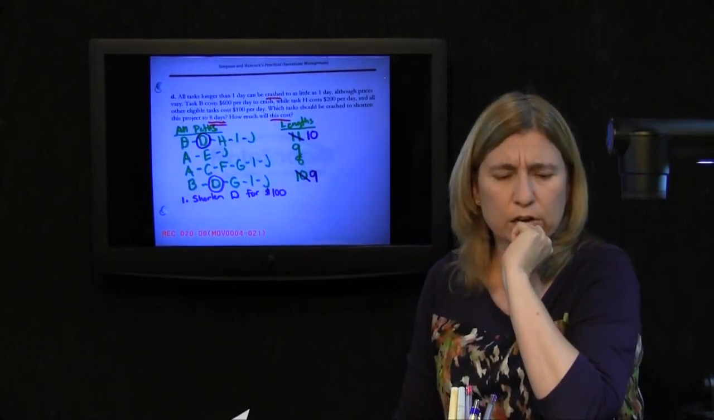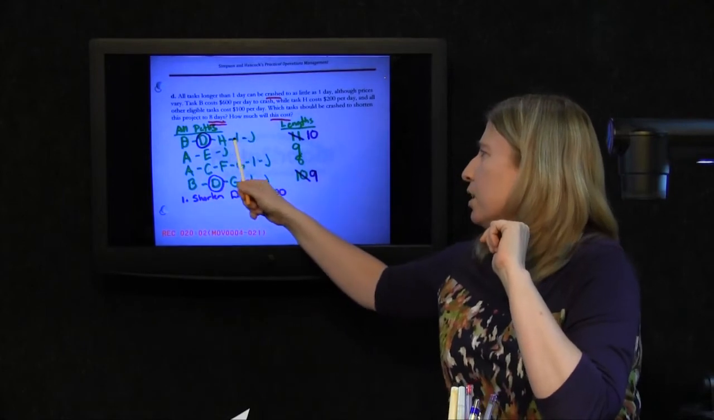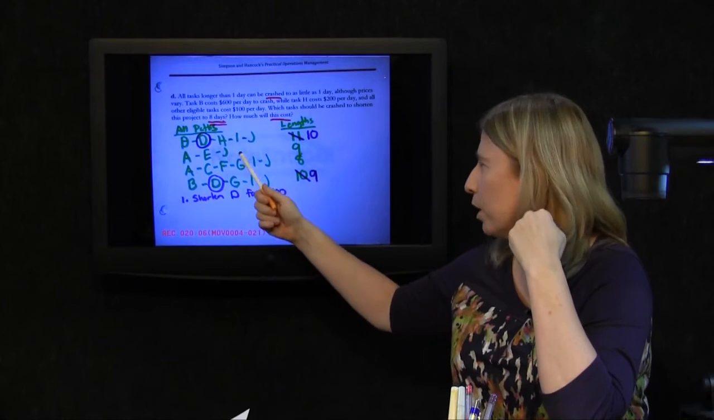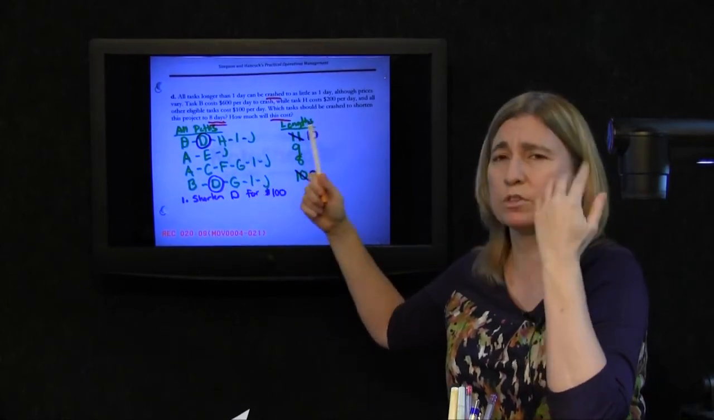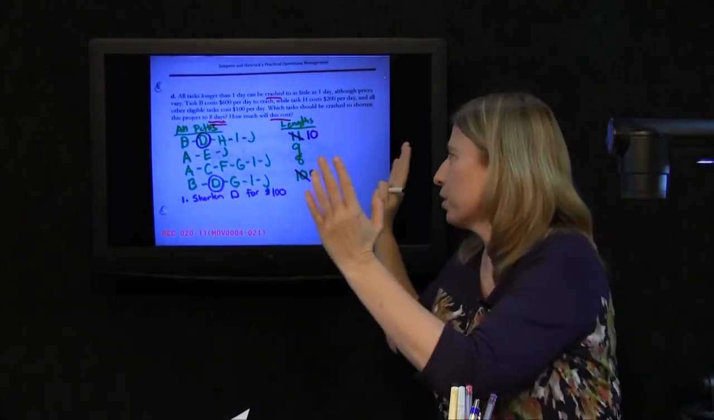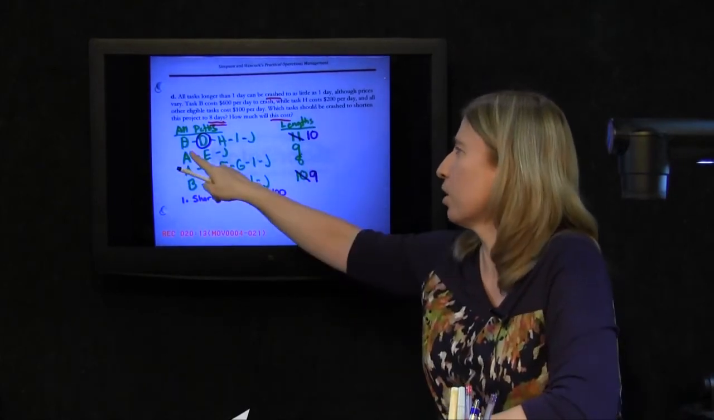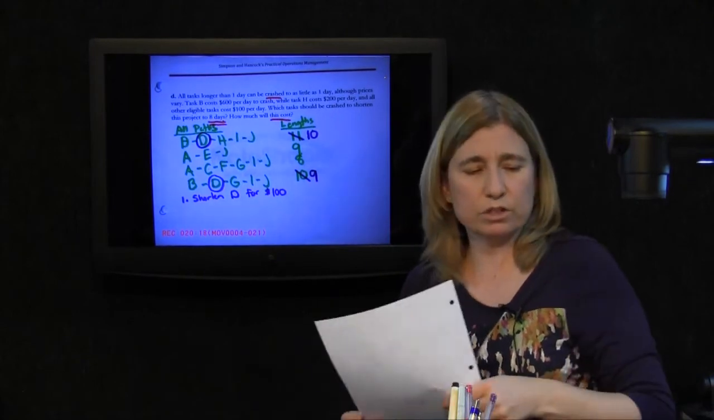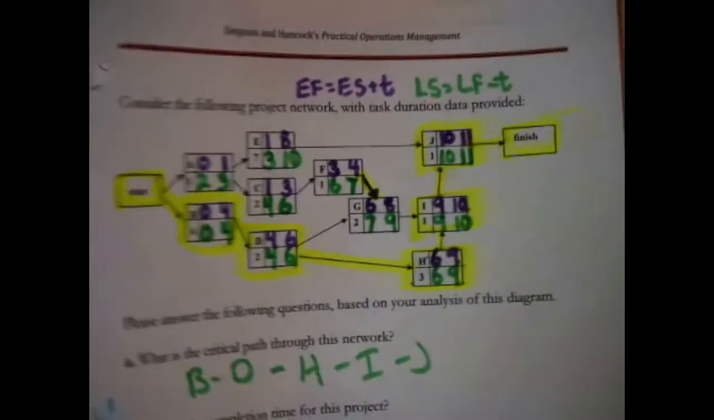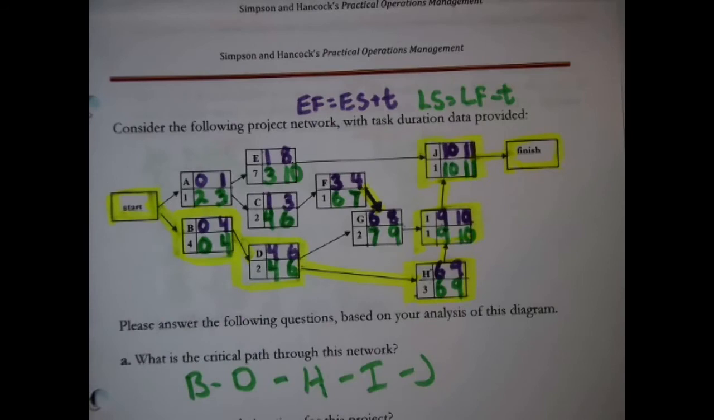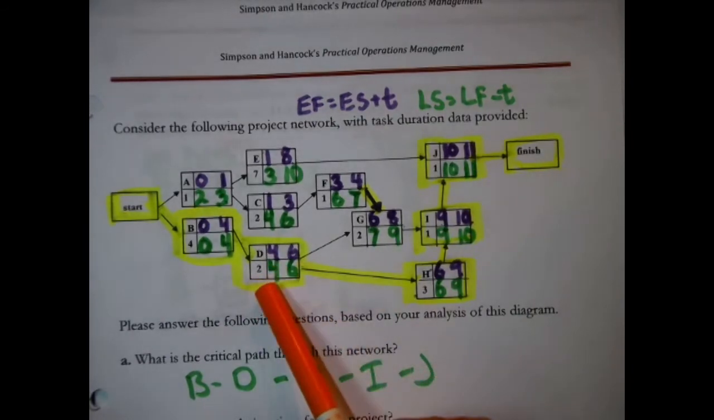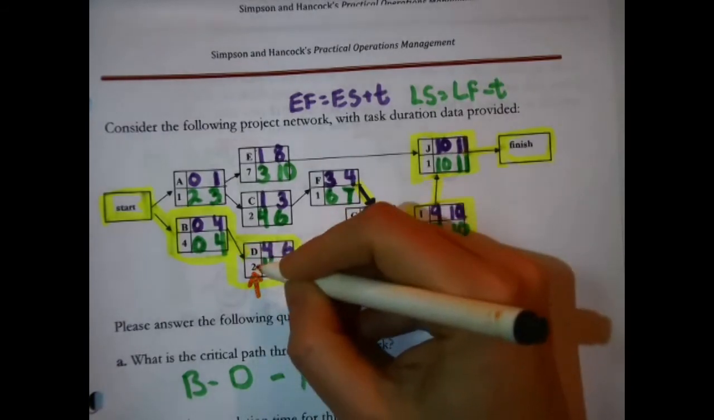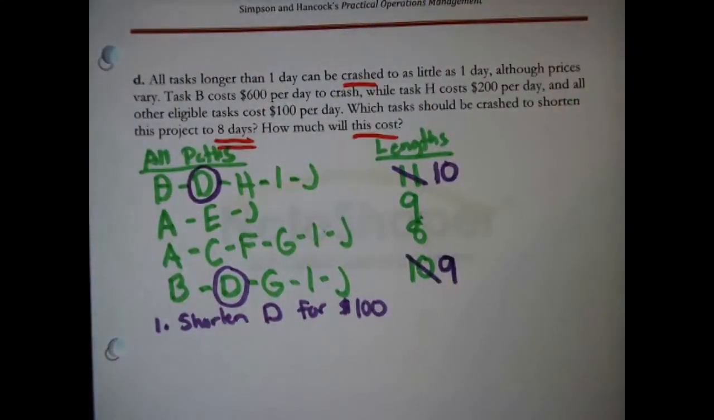Okay, 9 days long. Well, BDHIJ is still the problem. It's 10 days long. So really what I'm now looking at is what is the cheapest, the least expensive way of shortening this again so that it's 9 days long. Now, in the case of D, we have to consult. How long was D to start with? D's right there. D was originally 2 days long. And what we've just done is we've shortened it by 1 day, so now it's 1 day long.